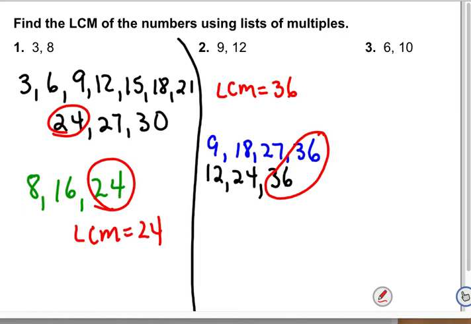And that is why I chose to start with the 12s, because they're going to grow quickly. And I know my 9s by multiplication. I don't necessarily know my 12s, but I do know the 9s, so I can use some number sense to find that LCM and be able to stop.